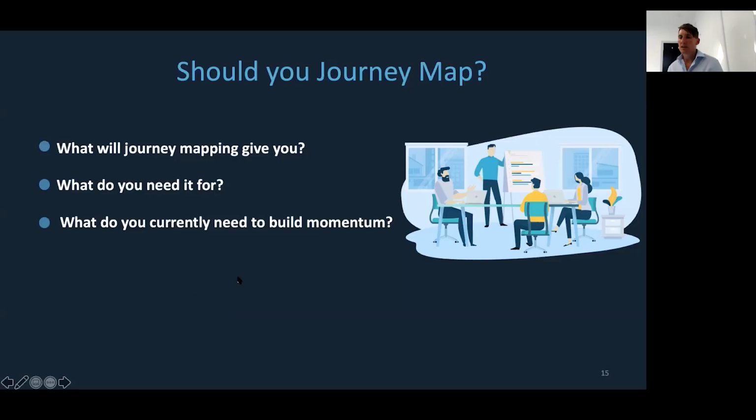And the other question is, what do you currently need to build momentum on? What is it? A new initiative? Is it COVID reentry? That should be on everybody's mind, so these kinds of things are critical.